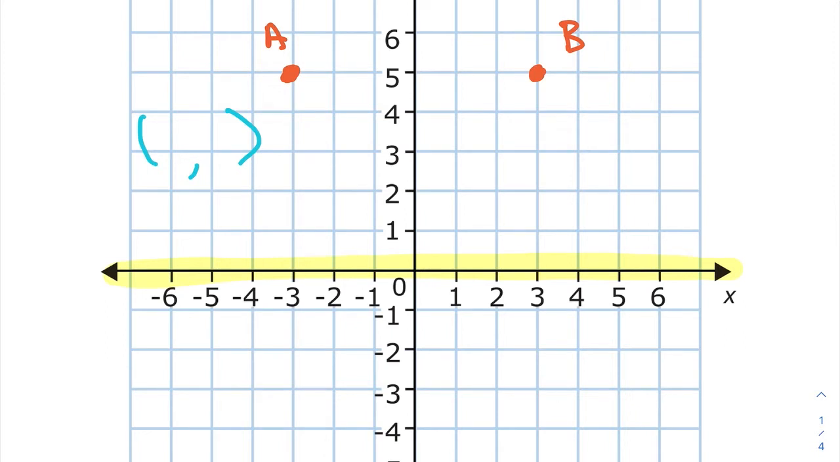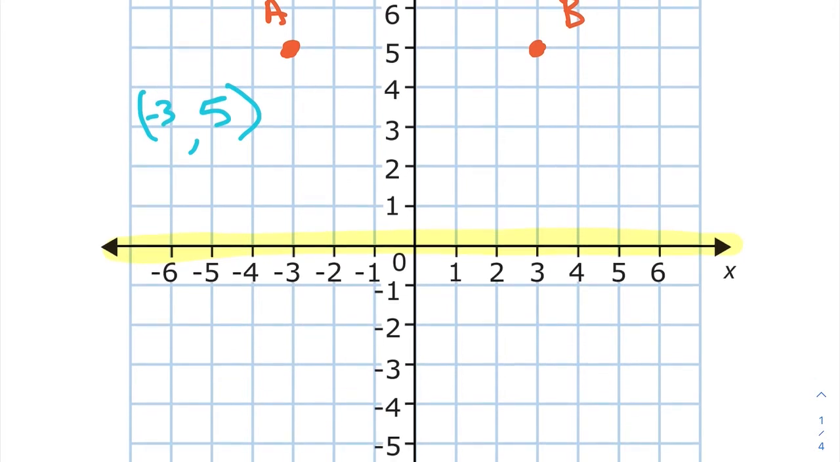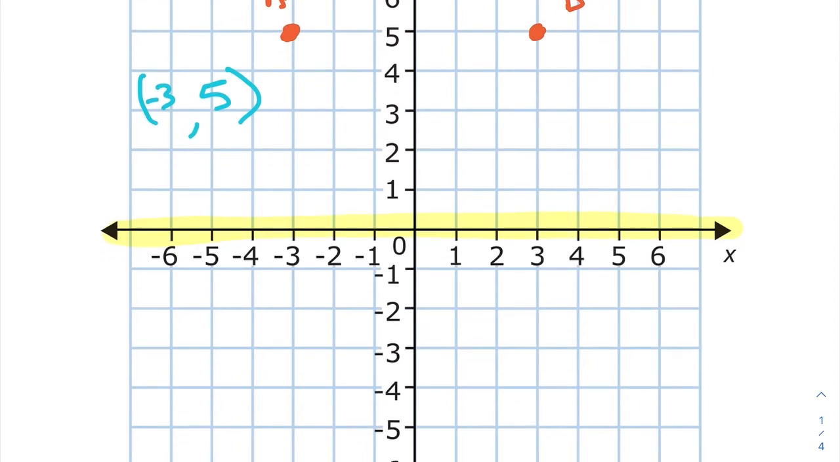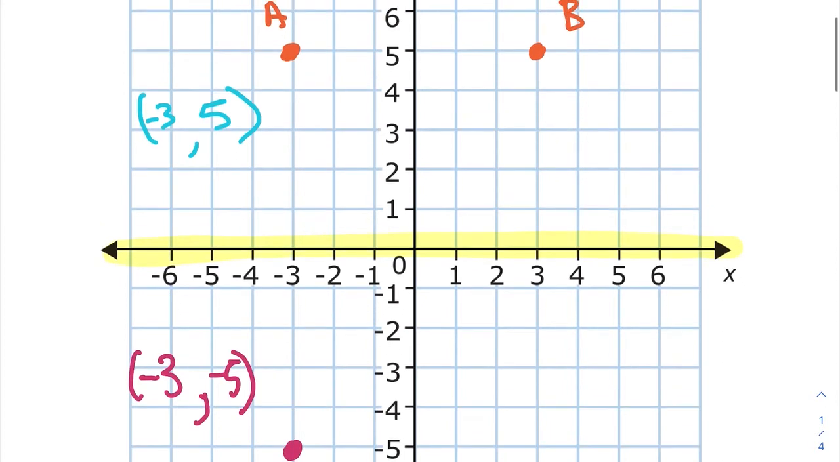Well, going to the left 3, so -3 would be my x. My y, I'm going up 5. So my coordinate points for A are (-3, 5). Now, when I am reflecting across the x, remember, x stays the same, y is the opposite. So in this case, my x stays the same, my y is the opposite. The opposite of +5 is -5. So my coordinate point would be (-3, -5). That is my reflection of A across the x-axis.